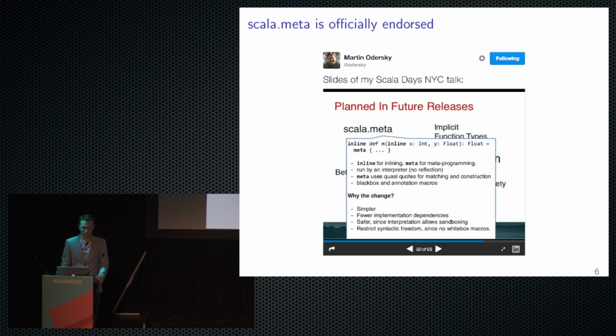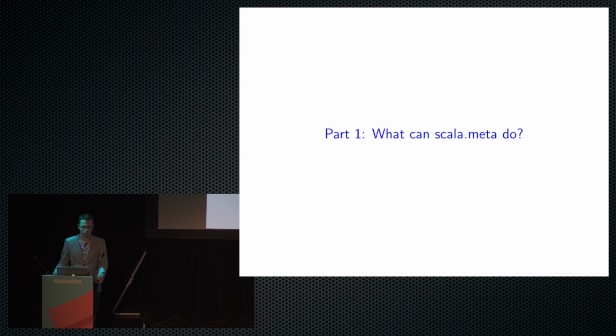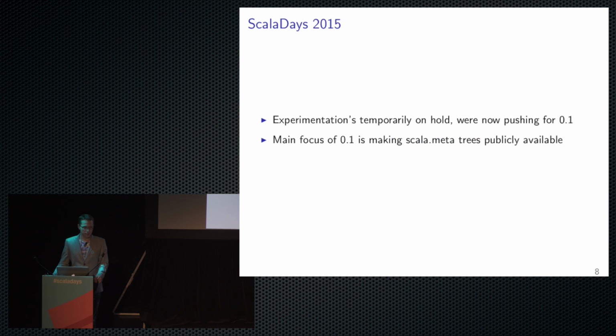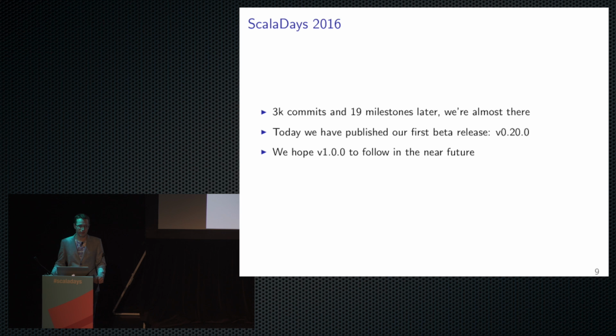All right, so let's see what Scala Meta is capable of. What's it good for? A year ago, at Scala Days in Amsterdam, I announced that we've done a lot of experiments. We solved almost all problems that Scala Reflect had. We have prototypes for everything. And now we have to put this stuff on hold and really push for the stable release so that everyone can enjoy the fruits of our labor. Now, a year after, 3K commits and 19 milestone builds afterwards, we have published our first beta release. It's a very exciting day, and we do plan that 1.0 will follow shortly.